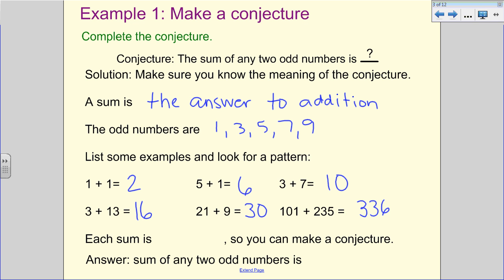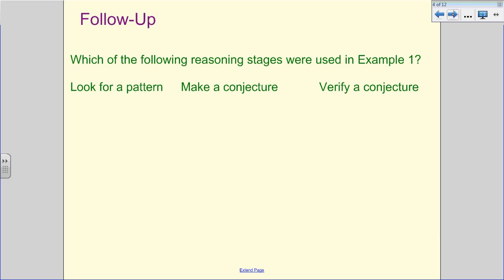So if we look at each of those sums, what do they have in common? Well, there's 1-digit numbers, 2-digit numbers, 3-digit numbers. So the number of digits doesn't matter. We're looking at what type of number it is. The sum is even in all of them. So we can make the conjecture. So the answer to our question, the sum of any two odd numbers is even. And so that's what it means to make a conjecture. We look at the examples and decide what do they all have in common.